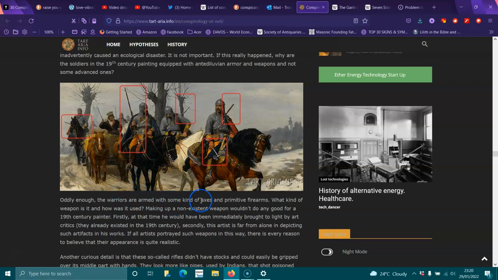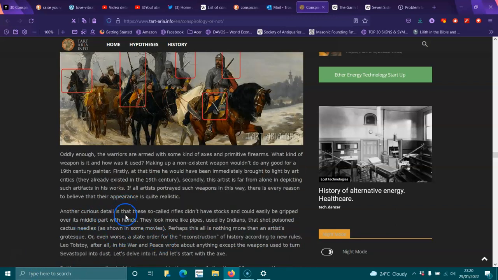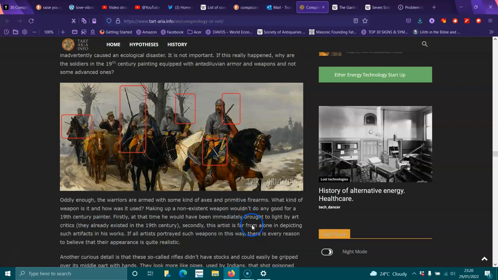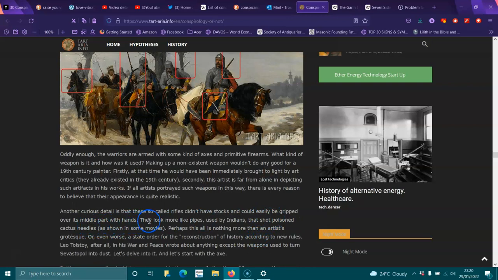Oddly enough, the warriors are armed with some kind of axes and primitive firearms. What kind of weapon is it and how was it used? Making up a non-existent weapon wouldn't do any good for a 19th century painter. Firstly, at the time, he would have been immediately exposed by art critics, and they already existed in the 19th century. Secondly, this artist is far from alone in depicting such artifacts in his works. If all artists portrayed such weapons in this way, there is every reason to believe that their appearance is quite realistic. Another curious detail is that these so-called rifles don't have stocks and could easily be gripped over the middle part with the hands. They look more like pipes used by the Indians. They shoot poison cactus needles, as shown in some movies.